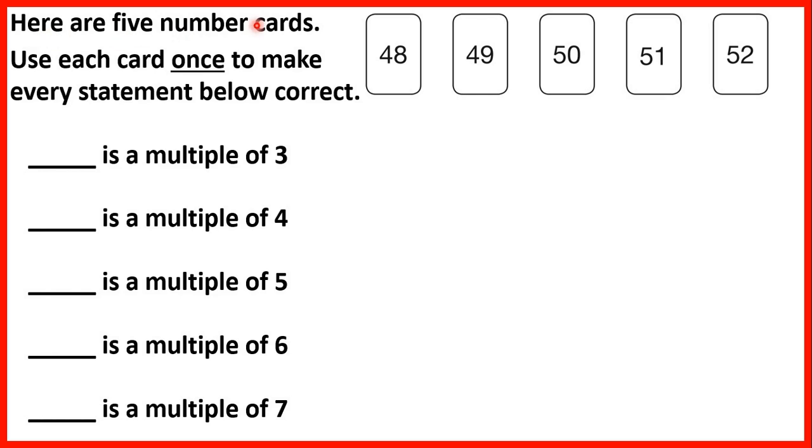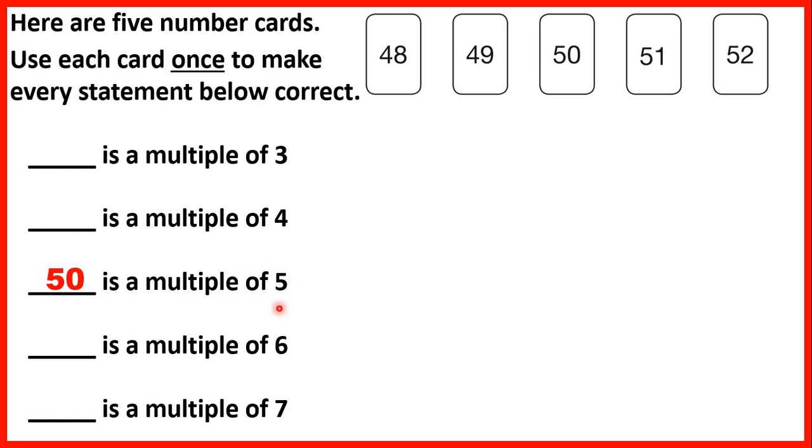Here are 5 number cards. Use each card once to make every statement below correct. So we have the numbers 48 to 52, and we want to know which number is a multiple of 3, 4, 5, 6 or 7, and we can only use each card once. Now we know that multiples of 5 always end in a 0 or a 5, so that means 50 has to be the number card that is a multiple of 5.